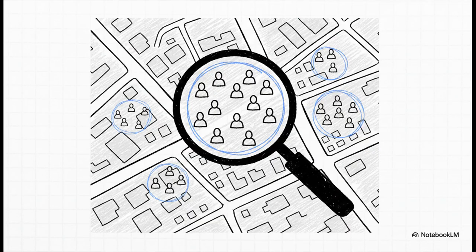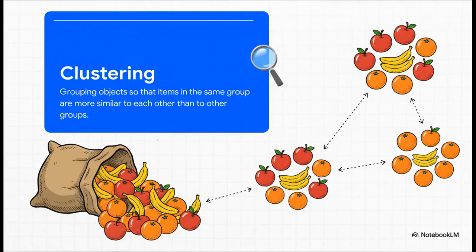I love this analogy. Imagine you're just dropped into the middle of a city you've never been to. Nobody has a label on their forehead. But just by watching how people talk, what they wear, where they hang out, you'd start to see patterns. You'd start to figure out the different social groups and communities. That's exactly what the machine is doing here, but with data points. And one of the main jobs for unsupervised learning is something called clustering.